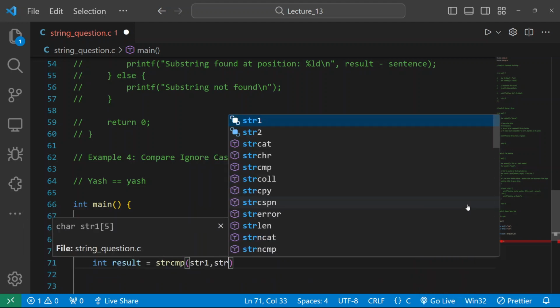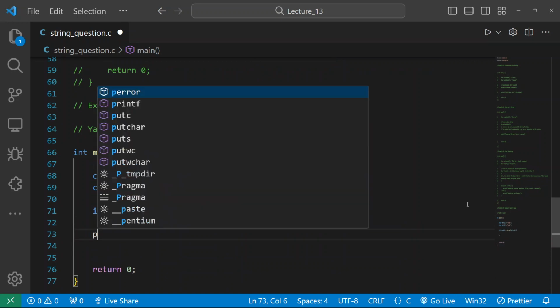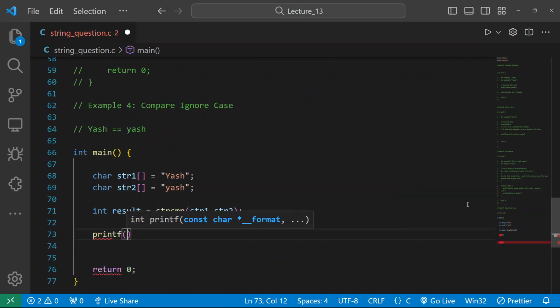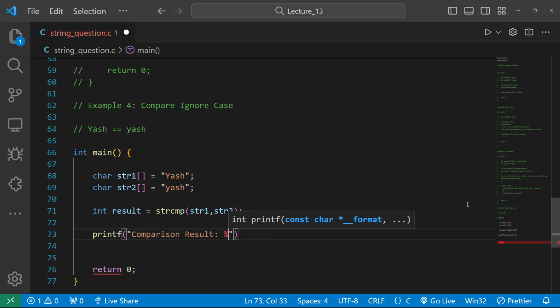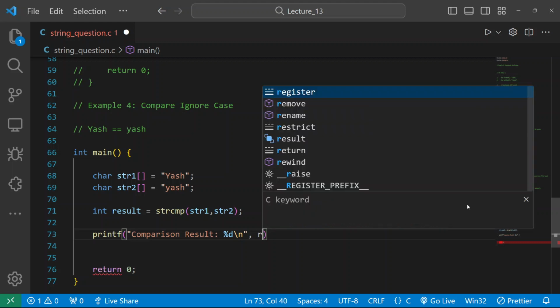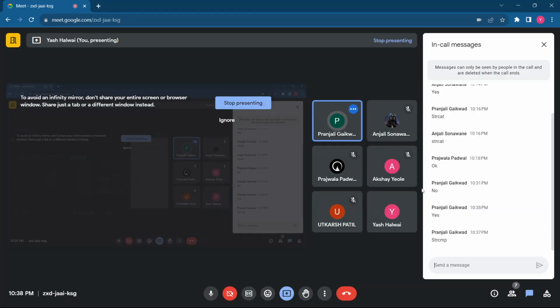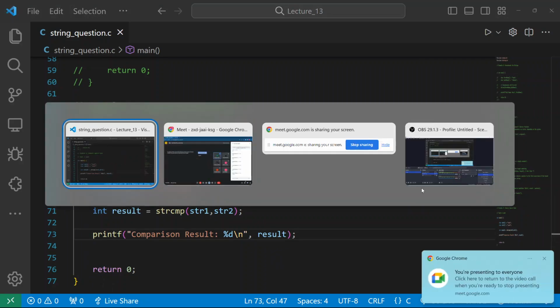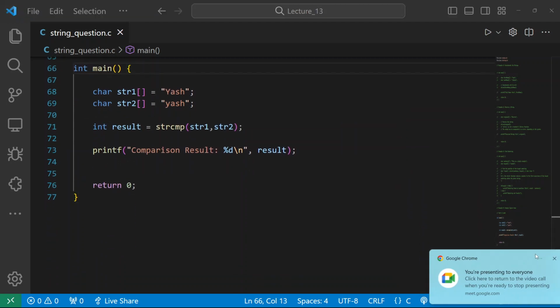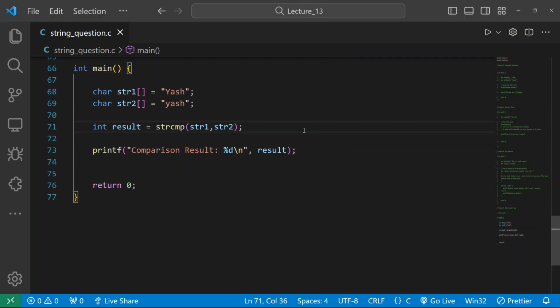Let me write str1, str2. Now let me check the output. Can anyone let me know what will be the output? Be quick, it is written in front of you. Unmute and speak, I'm writing here. 0. Okay, 0. Why 0?